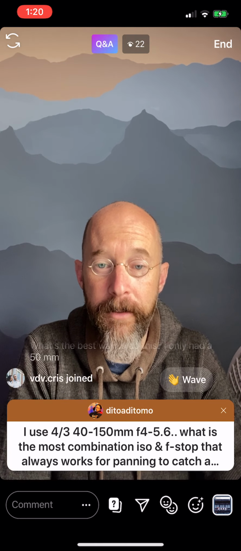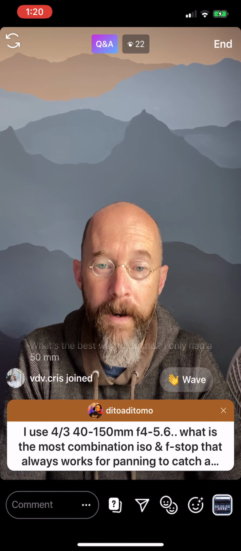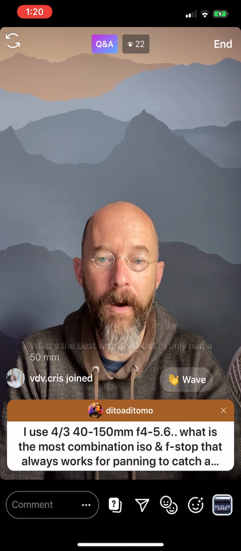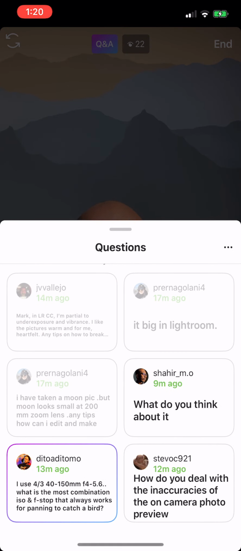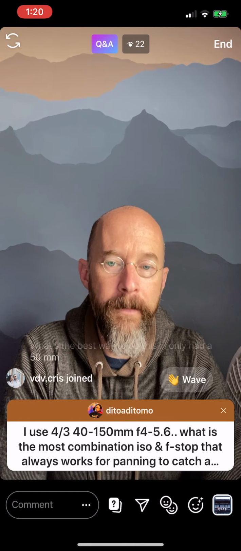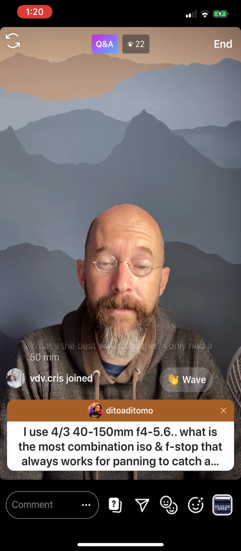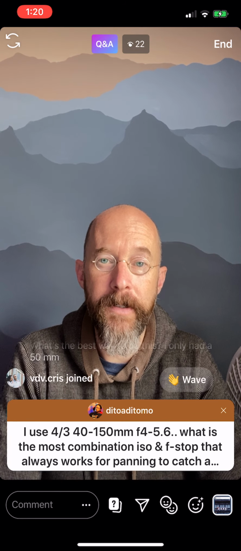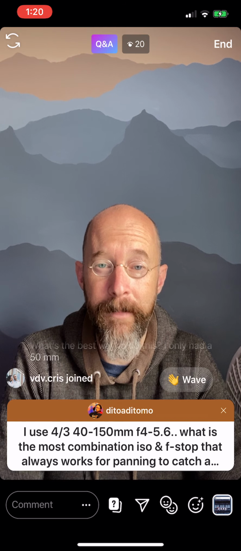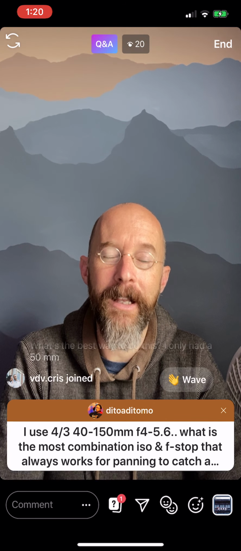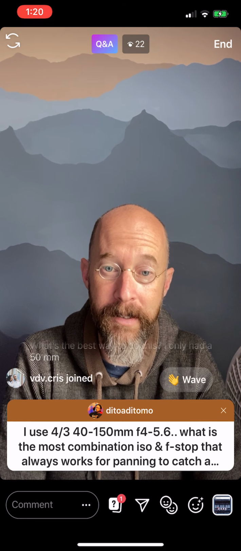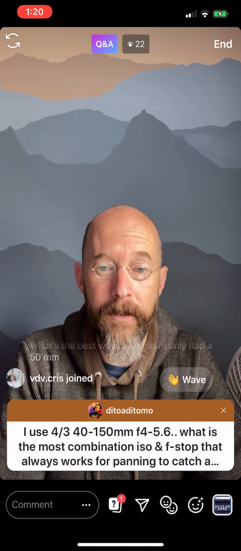I use a micro four thirds 40 to 150 millimeter f4 to 5.6. What is the most combination ISO and f-stop that always works for panning to catch a bird? Yes, this is not easy. And by the way, if anyone wants to know what a 4.3 means, that's a micro four thirds camera. And usually micro four thirds are created by Panasonic Lumix. That's a company that makes micro four thirds, and Olympus. And I suspect that you have one of two of those.